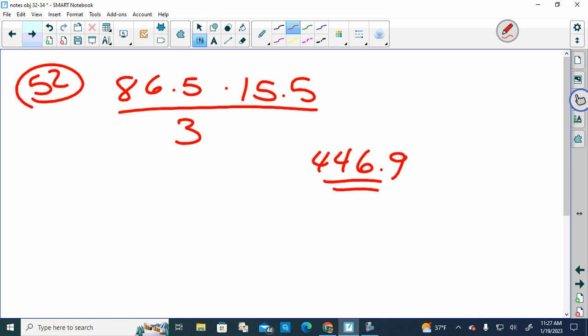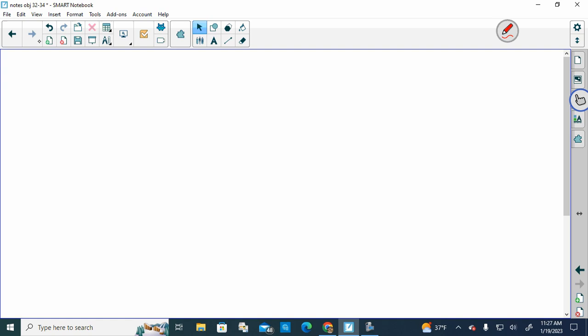Okay, so we're good on those. Ones that are similar to that, but now they don't give you the base area, they actually give you the length, width, and height. We're going to go to number 46. It's the same as this one, but we just have one extra step because they didn't give us the base.